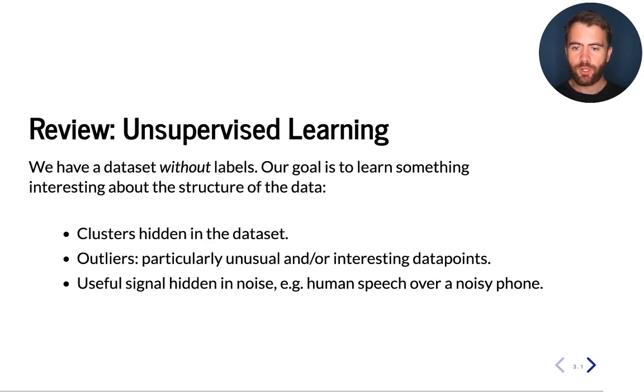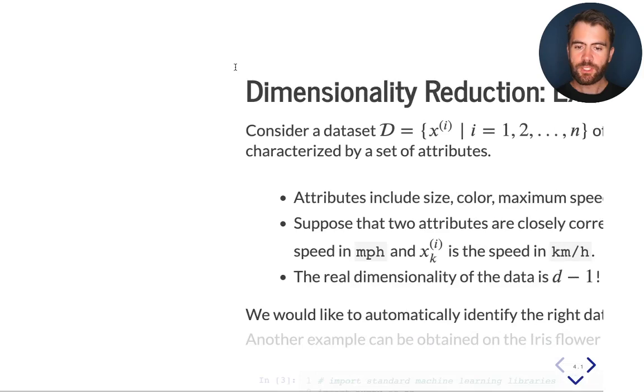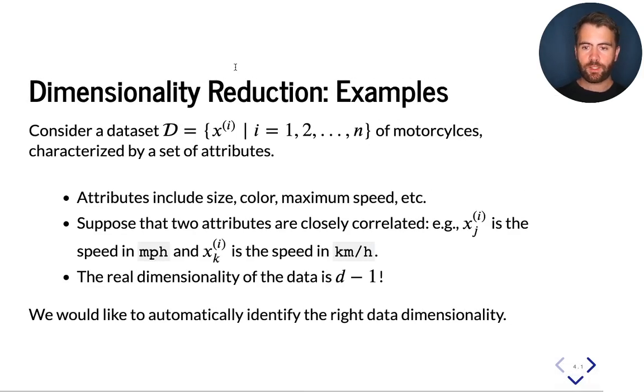Before I start, recall that our general setting in this lecture is that of unsupervised learning, and so we have a data set that comes without any labels, and our goal is to learn something interesting about the structure of the data from this data set. This may include things like finding hidden clusters, or uncovering outliers, or separating signal from noise. The particular problem that we will look at in this lecture is, again, dimensionality reduction.